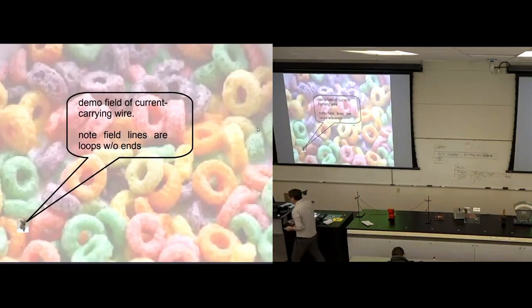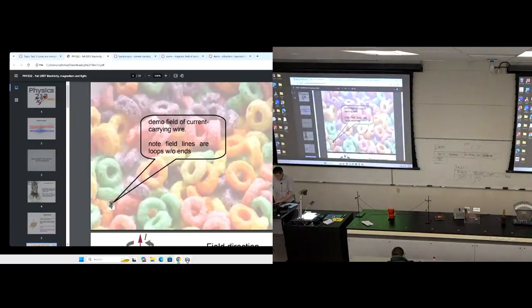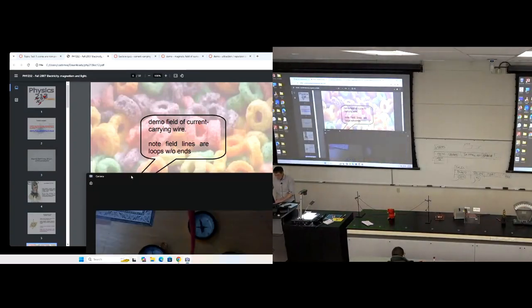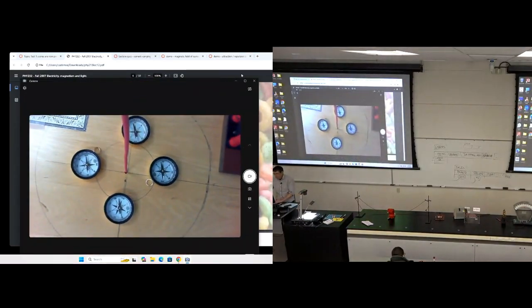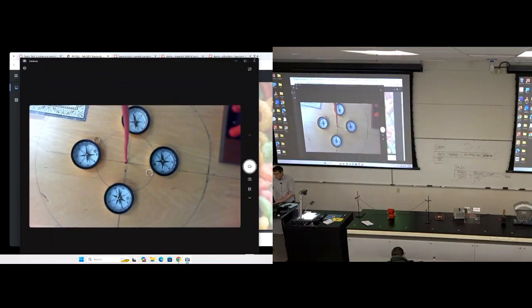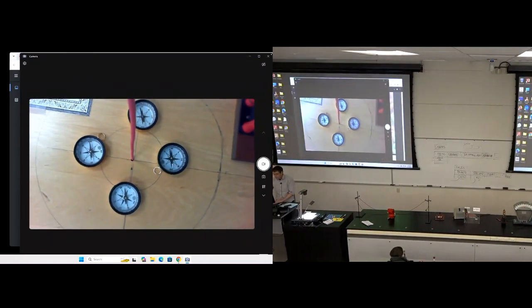Let me show you a demonstration of this. I'm going to put it on a camera so we can see it. This is basically the experiment that Ørsted did and others did about now 200 years ago. So we're basically repeating that experiment.